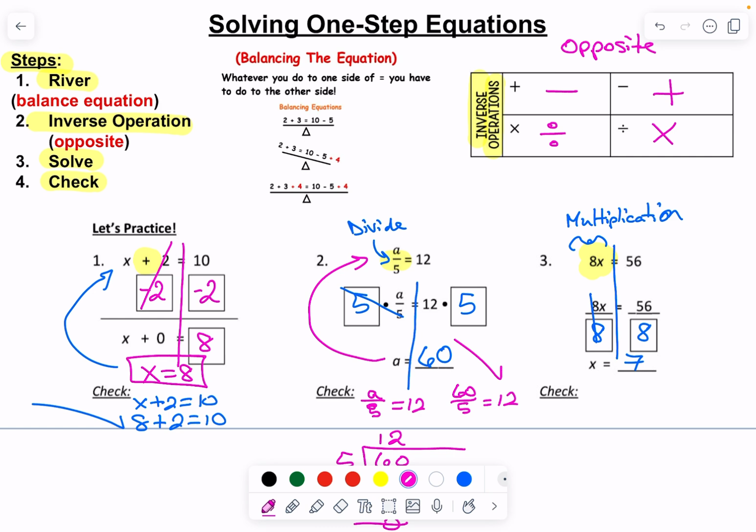Now we can always check by plugging in our answer into the original equation to see if we did it correctly. So we want to know if it's 8 times x equals 56, does 8 times 7 equal 56? And you can check on a calculator if you'd like, but yes, it does. So 8 times 7 is 56.